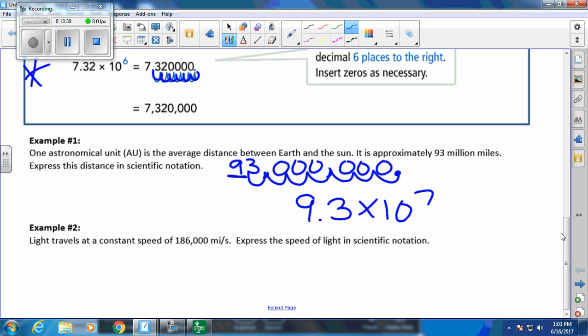Go ahead, try number 2. So again, decimal point 1, 2, 3, 4, 5. So it's 1.86 times 10 to the 5th. So really quickly, I would be able to compare example 1 and 2. I know that example 1 would have to be bigger because it's with 10 to the 7th. So that number is definitely going to be larger than example number 2.